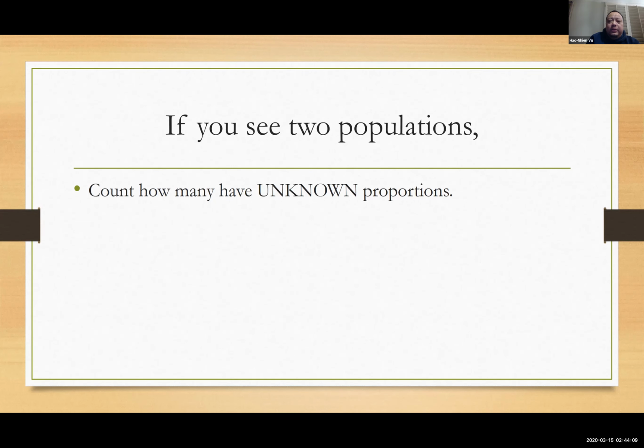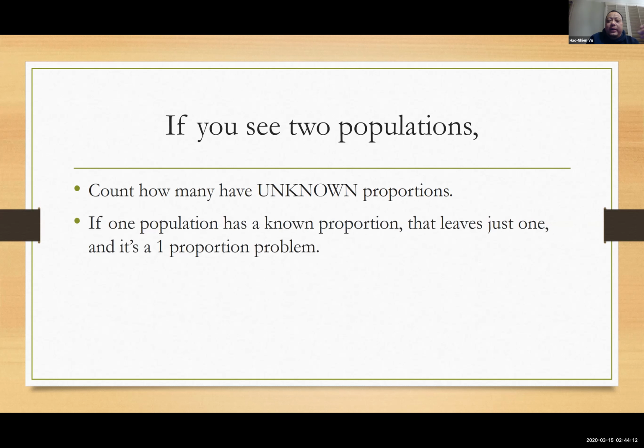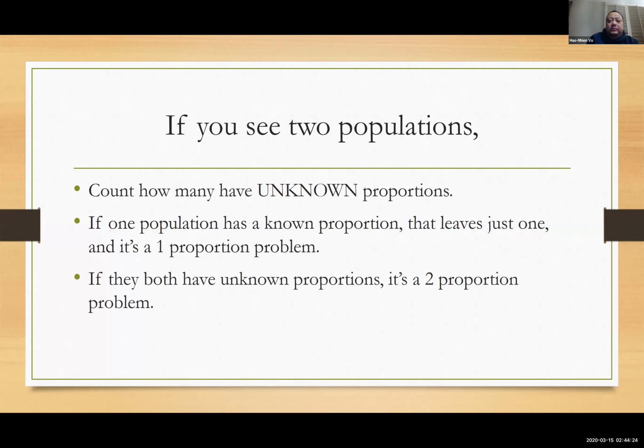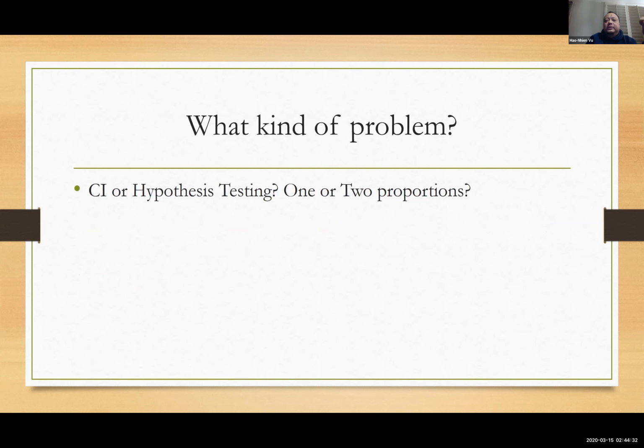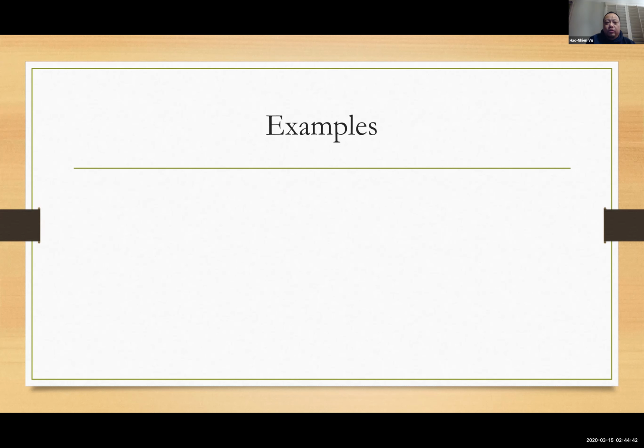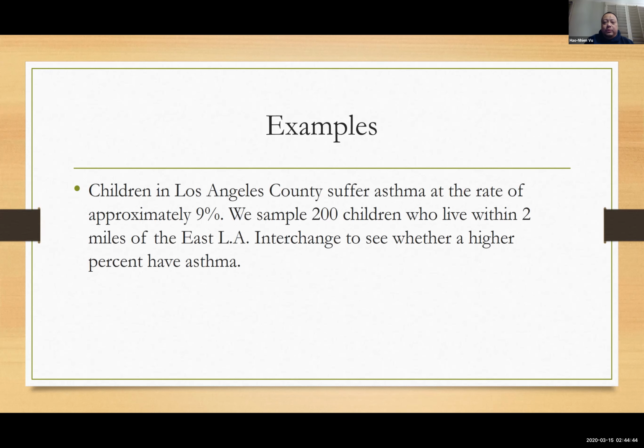So in summary, if you see two populations, then count how many unknown proportions there are. If one population has a known proportion, that leaves just one unknown, and that's a one proportion problem. If both populations have unknown proportions, it's a two proportion problem. So those are the two decisions you need to make: CI or hypothesis testing, and once you've made that decision, one or two proportions. So let's take a look at some examples.